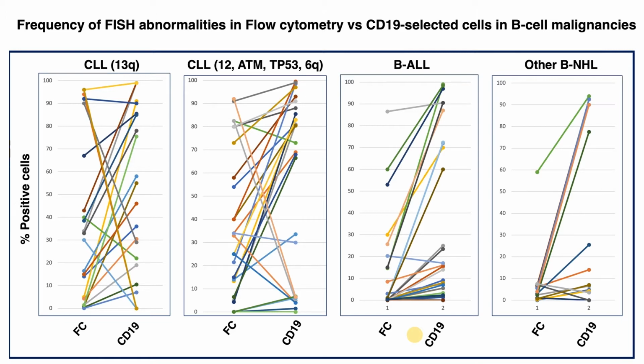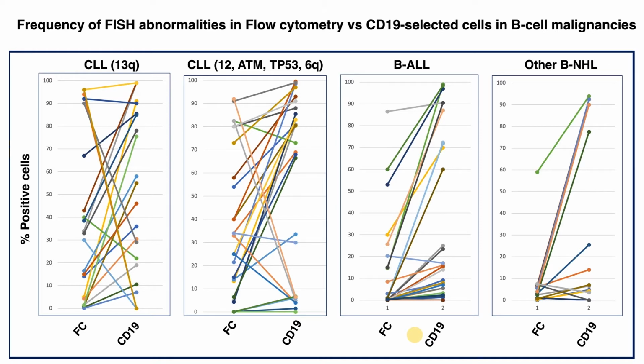This slide shows the similar comparisons between flow and CD19 FISH. CLL cases are shown on the two left panels, 13q deletion in the first panel and all other probes in the second panel. The third panel shows B-ALL and the fourth panel other B-NHL. A notable feature here is that most samples with flow positive are positive for CD19 FISH identification, but with a higher rate of detection.